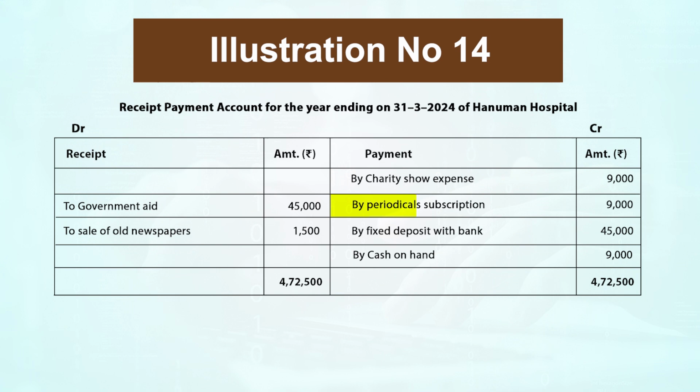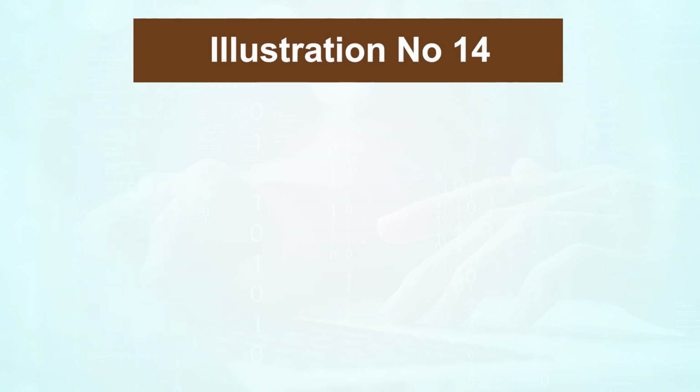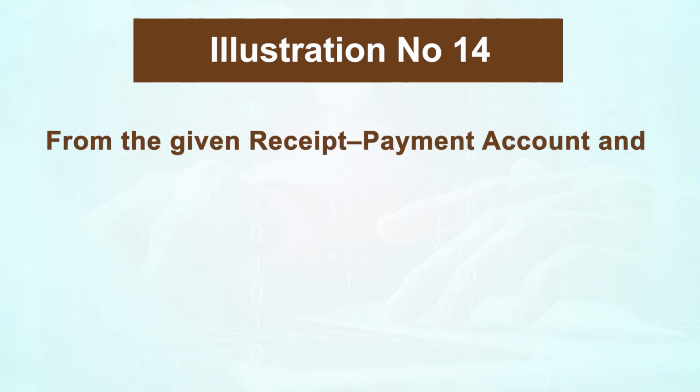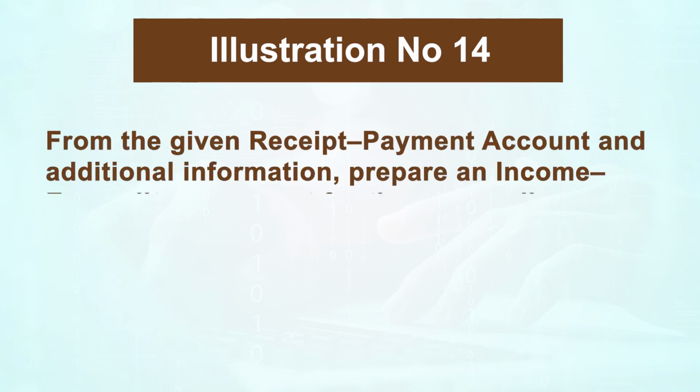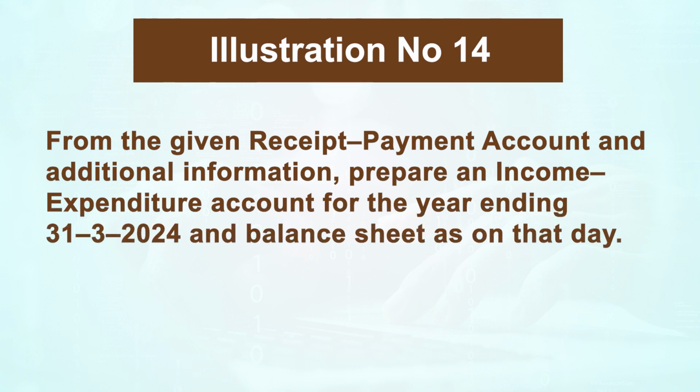show expense, periodical subscriptions, fixed deposit with bank, and lastly cash on hand 4,72,500. Other information provided to us are subscription outstanding, subscription received in advance, stock of medicines, cost of equipments, building less depreciation, investment, capital fund. Now, from the given receipt and payment account and additional information, prepare an income expenditure account for the year ending 31st March 2024 and balance sheet as on that date.